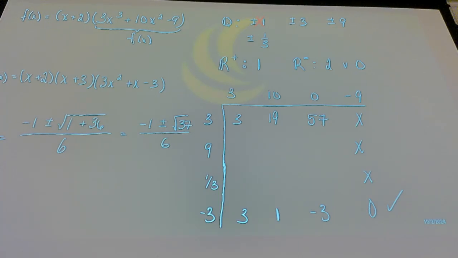What's the square root of 37? Can that be simplified? 37 is prime, which means it's impossible for it to be a perfect square. The fact that it's prime also means it can't have a perfect square factor. So those are your remaining 2 zeros. Now comes the fun part.